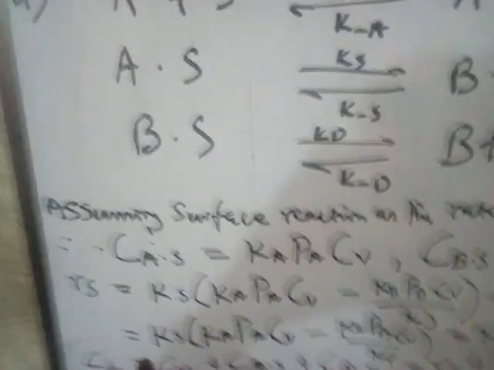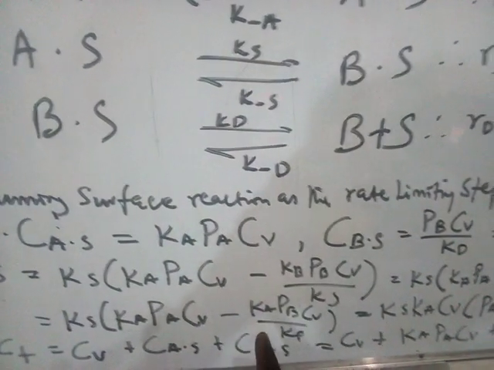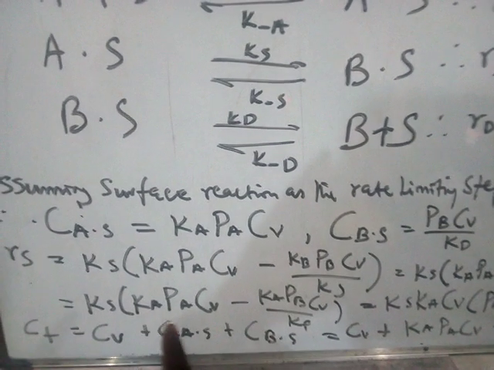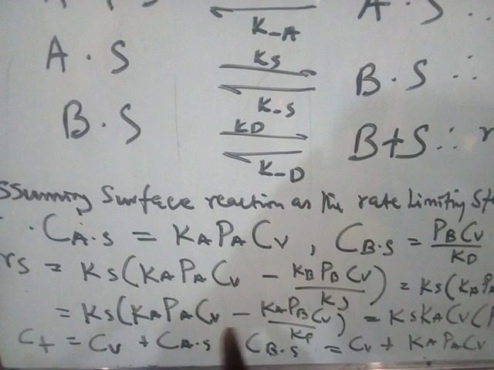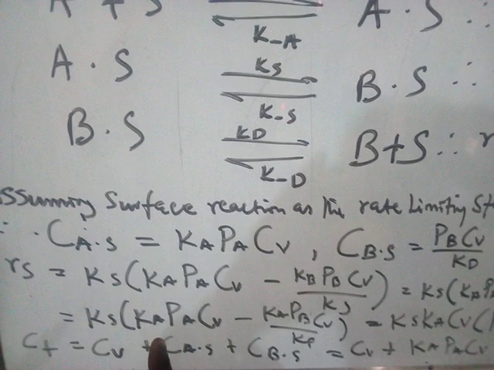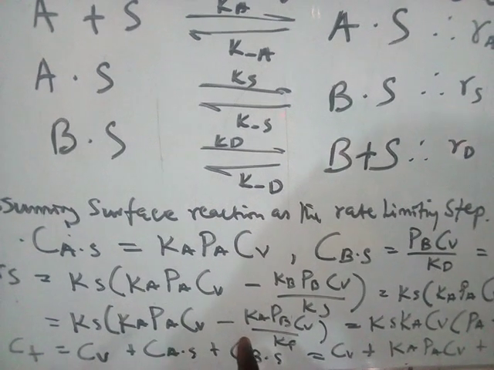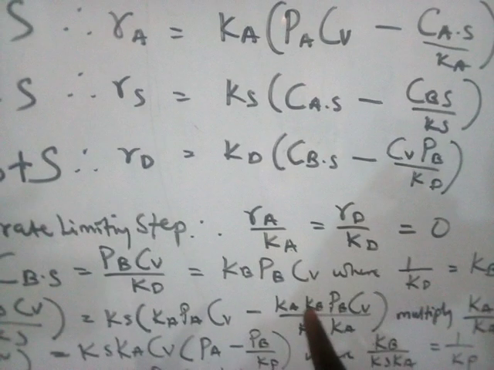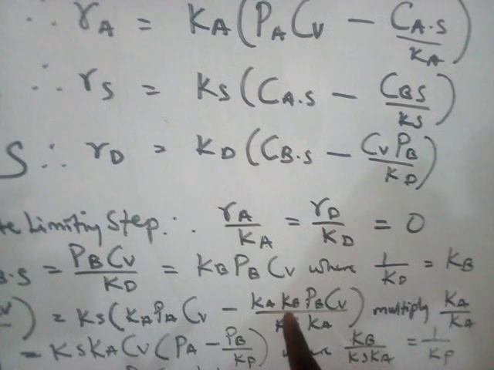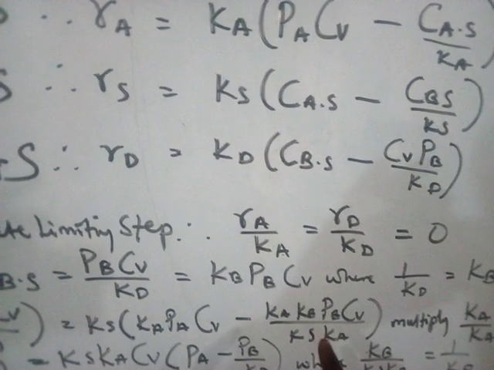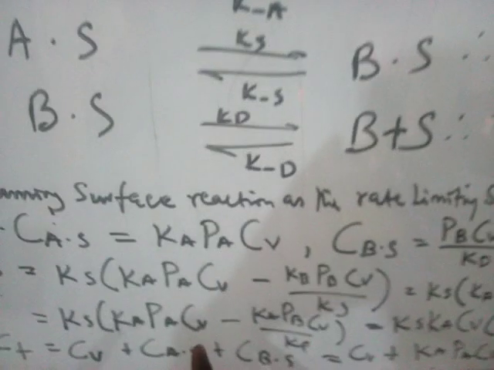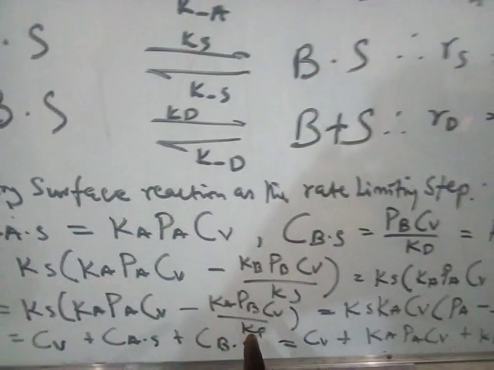So when we do that, this is what we'll have. Since we have Ks in both, we can separate them. In place of all these things we had here, in place of this Kb over Ks Kb, we replace it with 1 over Kp. And that's why we have this Kp here.